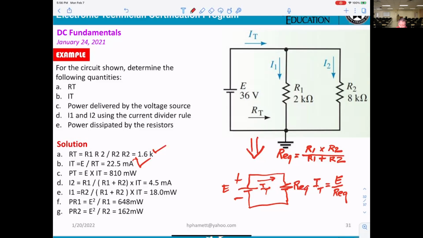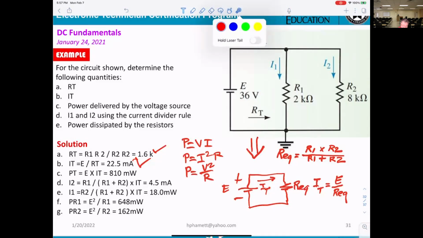Now, part C, they want to calculate the power delivered by the voltage source. Basically, for the power, you have three formulas: V times I, I squared R, or P equals V squared over R. So they want the power delivered by the 36 volt source. So you have the voltage and I total, and you can calculate the power delivered to the circuitry, which will be E times I total.